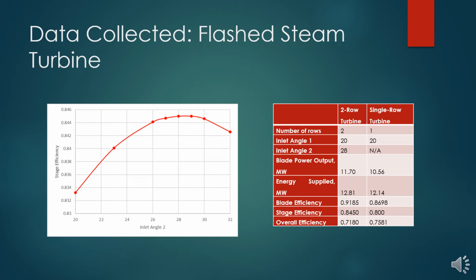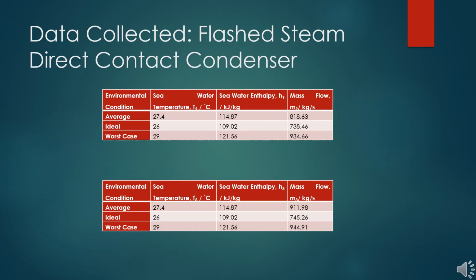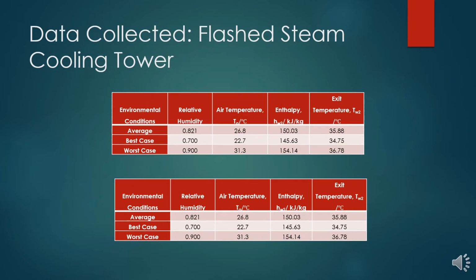The following are the results for the flash steam turbine. These are results for the flash steam direct contact condenser. And these are the results for the flash steam cooling tower.